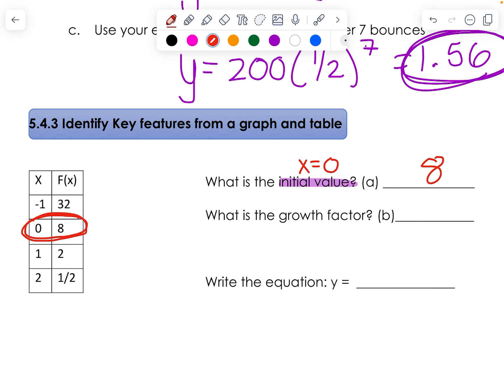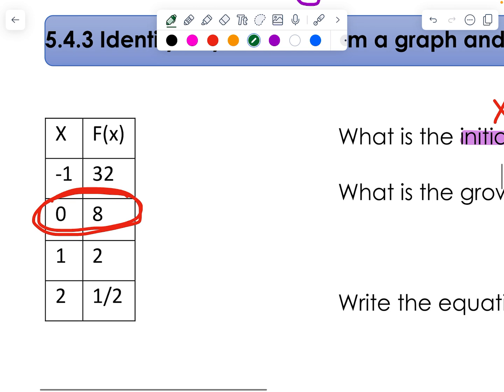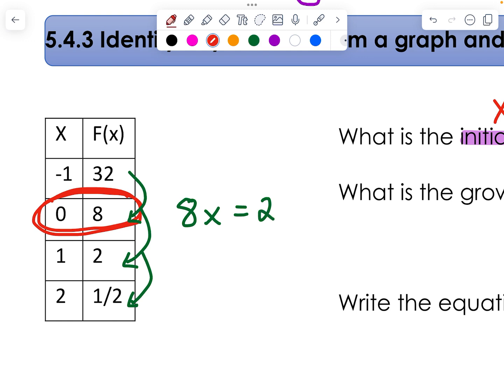To find the growth factor, with decay, I think this is a little more challenging than growth. You're looking for the number that you multiply to get the next number. So the question is, I'm going to start with 8. 8 times what equals 2? If you solve this, you would divide by 8.